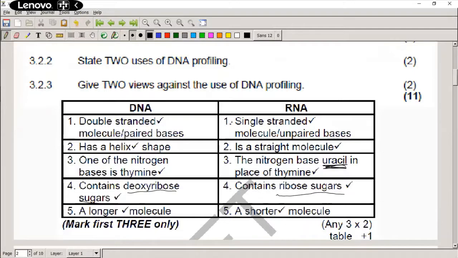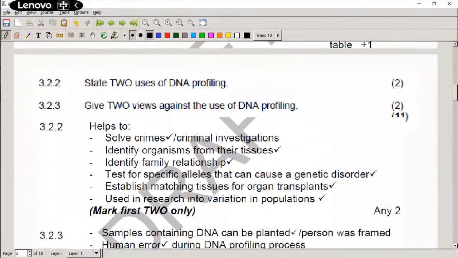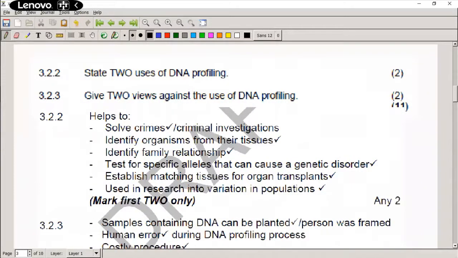Second question, state two uses of DNA profiling that we talked about yesterday. Okay, so we can solve crimes, we can use it in criminal investigations, we can identify organisms from their tissues, we can identify family relationships, find missing persons, find missing family, prove paternity, we can test specific alleles that can cause genetic disorders, we can establish matching tissues for organ transplants, and we can use it for research in the variation of populations. And then give two views against the use of DNA profiling.